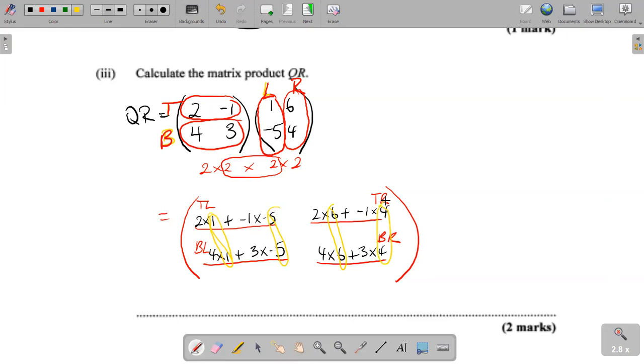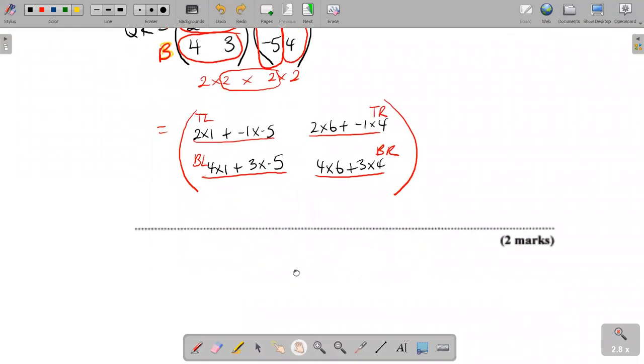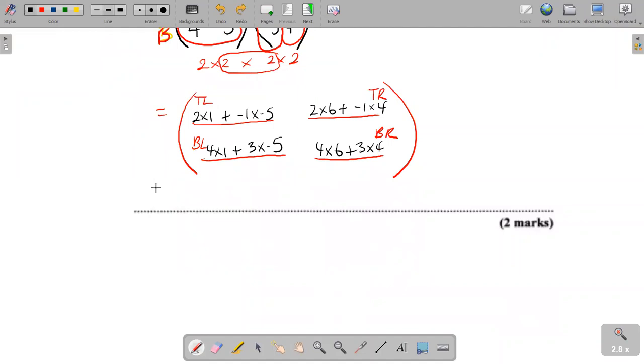Everybody see that? If those don't match, you made a mistake somewhere, you've got to look at it and fix it. All right, this part should be easy, right? So we run through it quickly. 2 times 1 is 2, plus -1 times -5 is 5. Bottom: 4 times 1 is 4, plus negative 15. 2 times 6 is 12 plus negative 4. 4 times 6 is 24 plus 3 times 4 is 12.